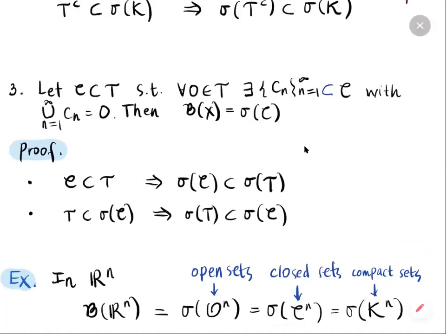So therefore, from the second remark that we have established a while ago, the Borel sigma algebra on Rn can also be generated by the compact sets, which we denote here by K^n.